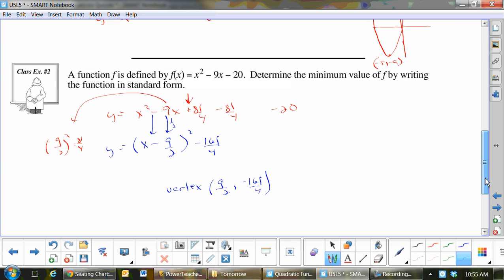And is that a minimum or a maximum, do you think? Minimum? Maximum? What? It's a minimum. Why? Because this is going up. So it's going up, and by that I mean opening up, right? When I say going up, it's going up. Therefore, it is a minimum.